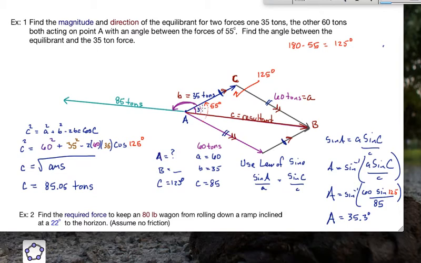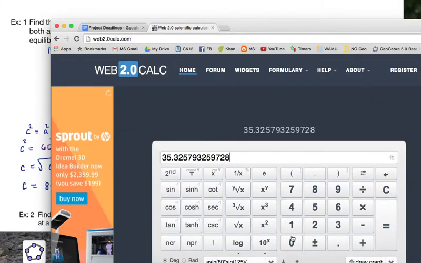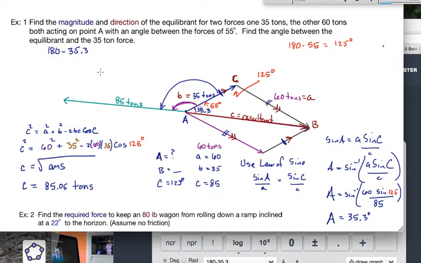This is 35.3. All right, so the angle that I want right here, this angle again, is going to be 180 minus 35.3, which is 144.7 degrees.